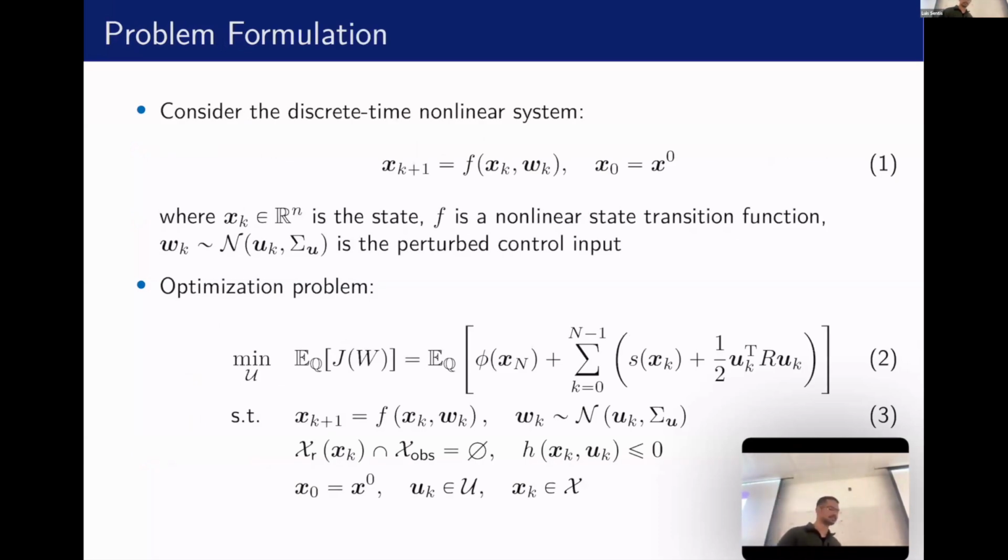So consider a system given by equation 1. It's a discrete nonlinear system. It doesn't have to be smooth. It's just a nonlinear state transition function. And w_k is a perturbed control input taken from a normal distribution with mean u_k and covariance sigma_u. The optimization problem is to minimize the expected cost J(w), where q is the PDF of u_k, the PDF of w_k, and you have a running cost s_k, which does not have to be smooth. You have a state transition function, which again does not have to be smooth, and the nonlinear constraint h, which also does not have to be smooth, subject to input constraints.